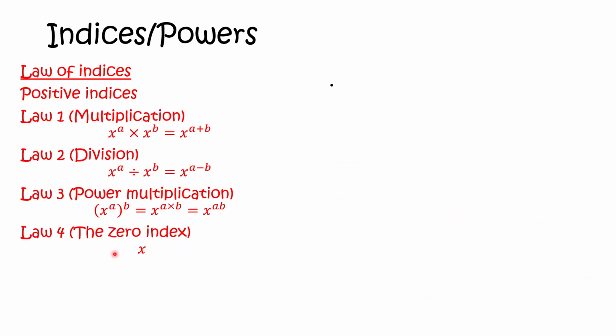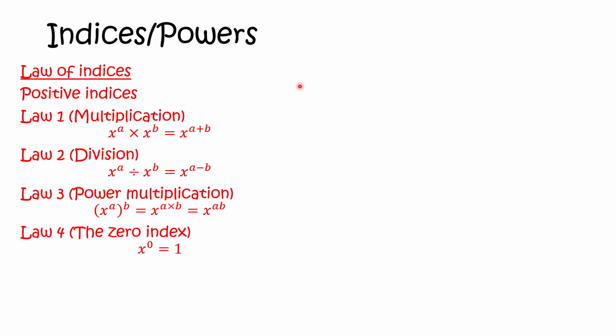Law number 4, the zero index. X to the 0 is equal to 1. So this applies to all values. So all values raised to the power 0 would give us a 1, positive or negative. Rational, irrational, it doesn't really matter.